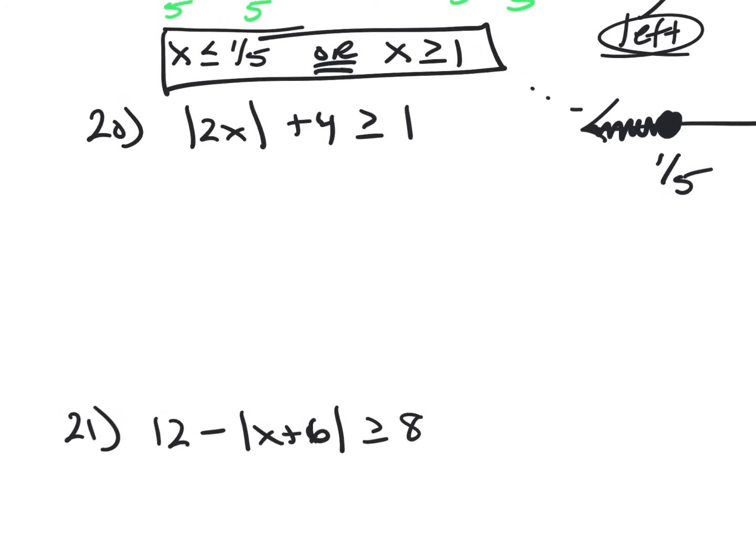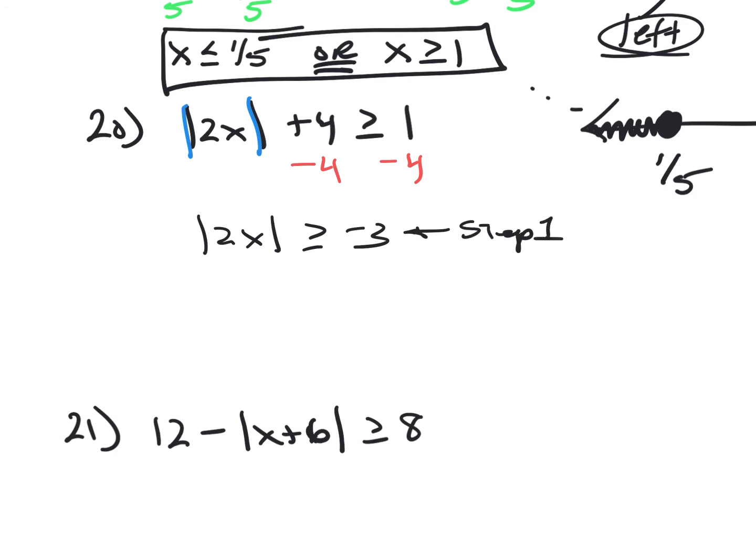isolate the absolute value by undoing any operation that's outside the absolute value. So we have to subtract 4. And that gives us the absolute value of 2x is greater than or equal to -3. And this is step 1. So step 1 must be done first before you can do step 2. Step 1 has to be on your paper.